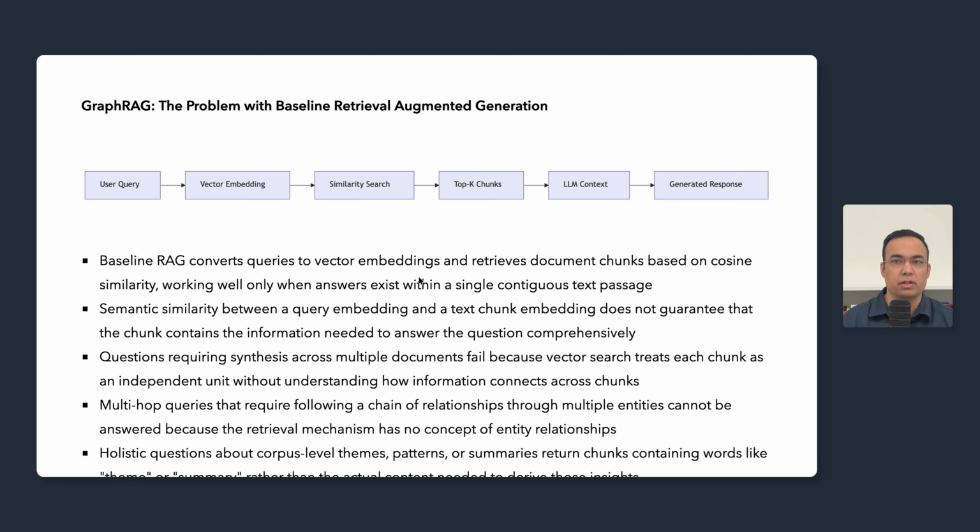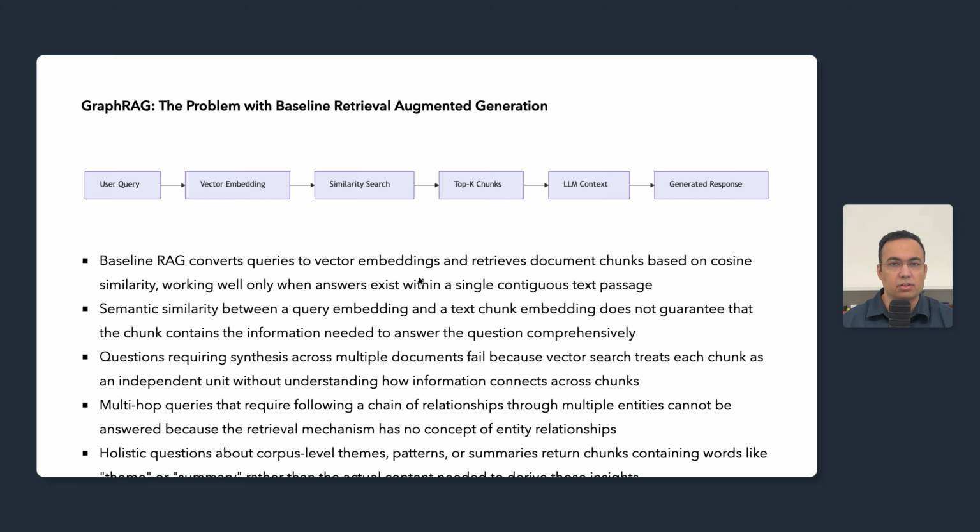You take a user query, convert it into a vector embedding, you then perform a similarity search against your document chunks, you retrieve the top k most similar chunks, and then you feed those chunks into an LLM context window. And then you generate a response based on that context. This approach works remarkably well when the answer to a question exists within a single continuous text passage. If someone asks about a specific concept and that concept is explained in one paragraph of your documentation, baseline RAG will find that paragraph and generate a good answer.